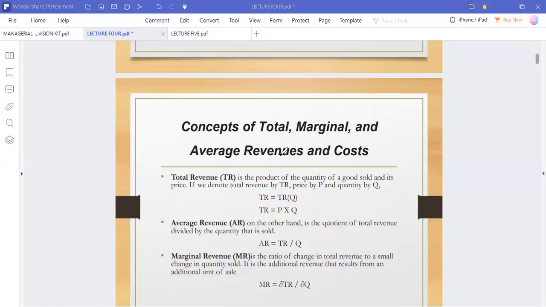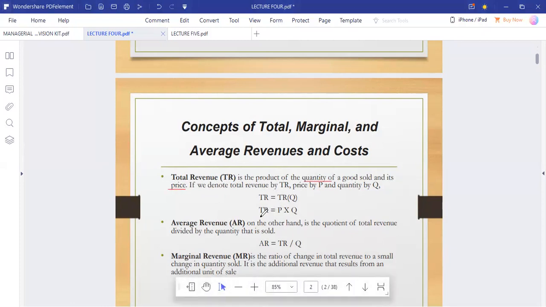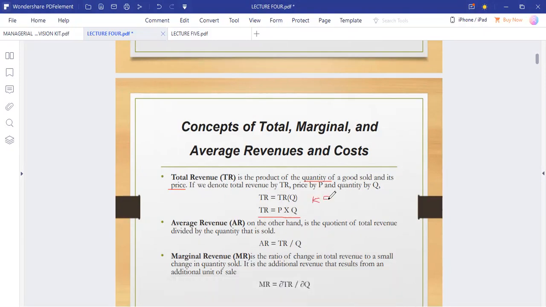To start with, we're going to have a list of terms that we need to understand. We have what we call total revenue. Total revenue is simply the product of the price and the quantity. When you multiply these two, we get what we call total revenue. So for instance, you have an item that costs 5 kwacha, and these items are 10. Our total revenue will therefore be 5 kwacha times 10, which is 50 kwacha. So this is what we call our total revenue.